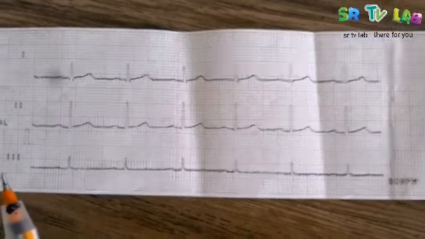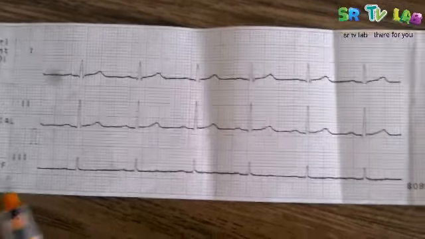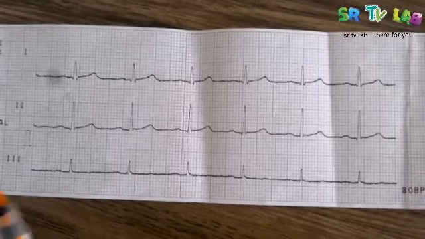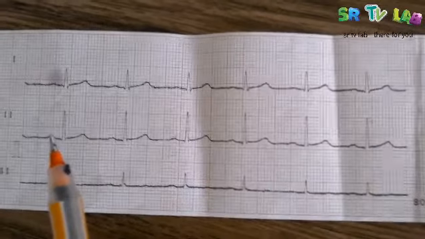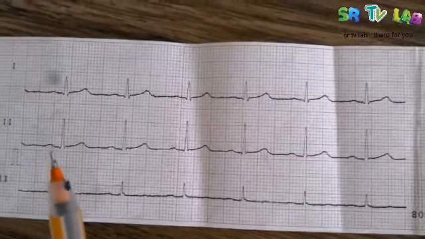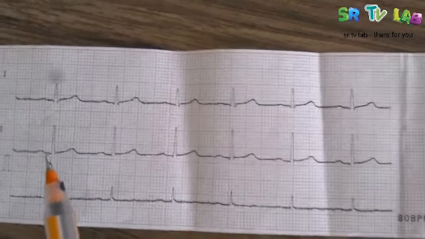Today we are going to see PR interval, QRS interval, and the ST segment. Let's start with PR interval. PR is from the beginning of P wave to the beginning of QRS complex.